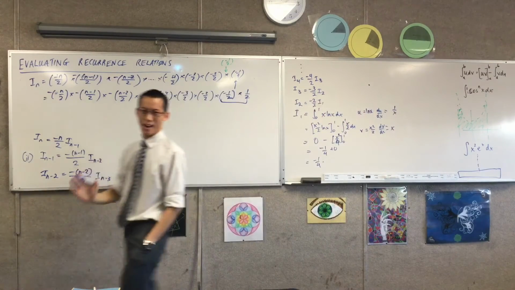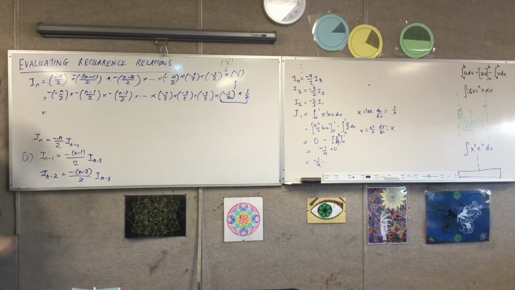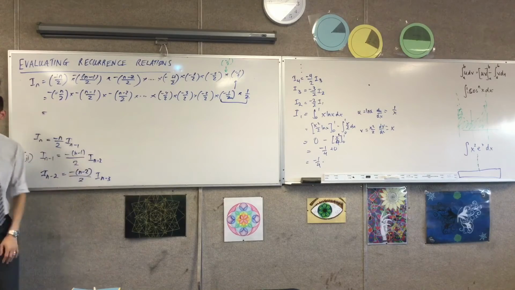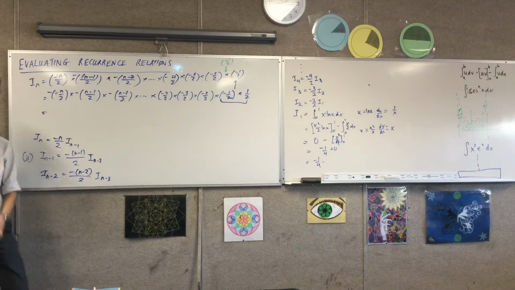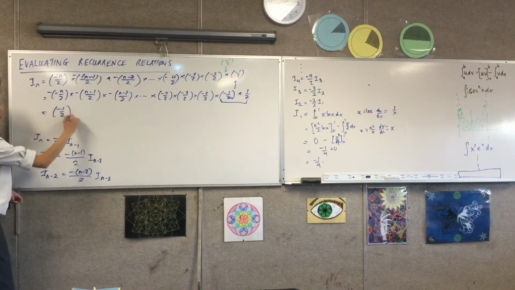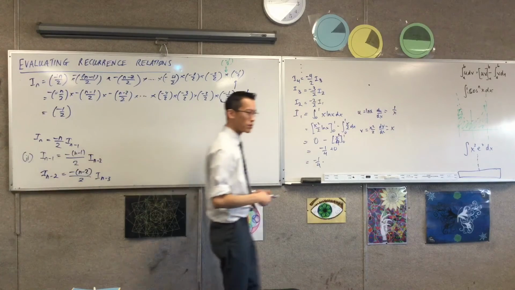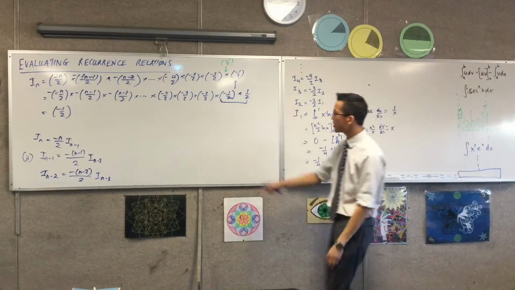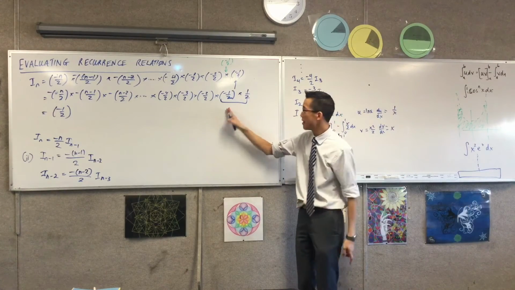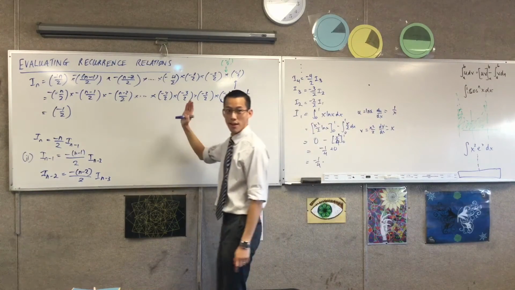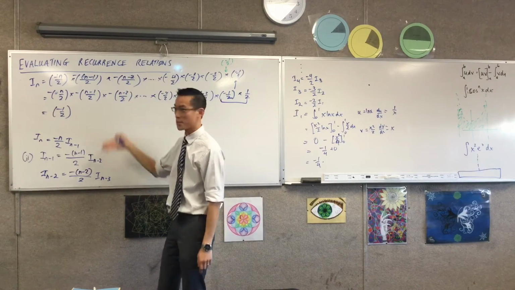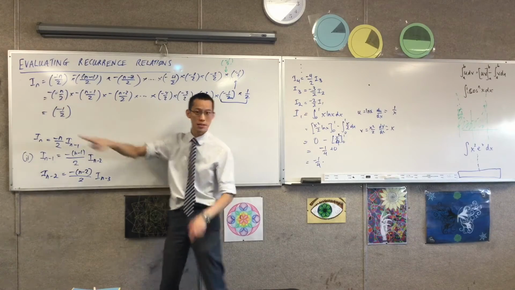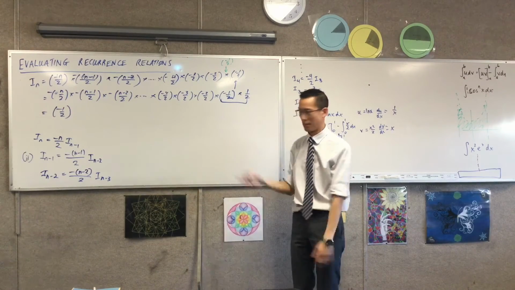Okay, now we're ready to really tie this whole thing up. Remember I told you that every single one of these terms has a common factor of negative a half, yeah? Negative a half. Well, how many of those negative halves are there? And the answer is, if I start counting from here, there's the first one. There's 1, 2, 3, 4, ... n minus 1, there are n terms in this. I keep on wanting to say sequence or series, but it's neither of those.